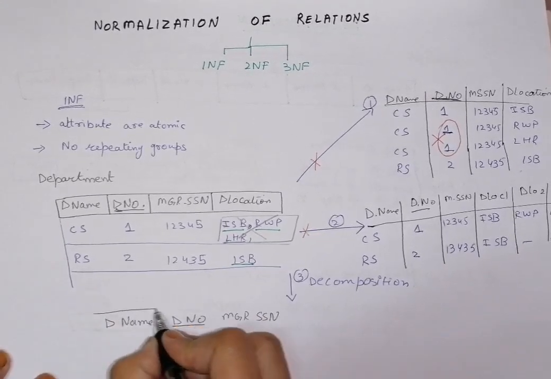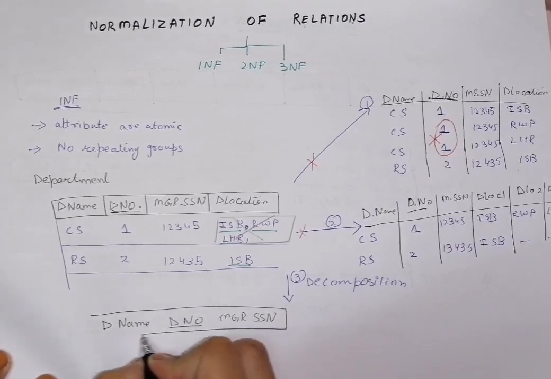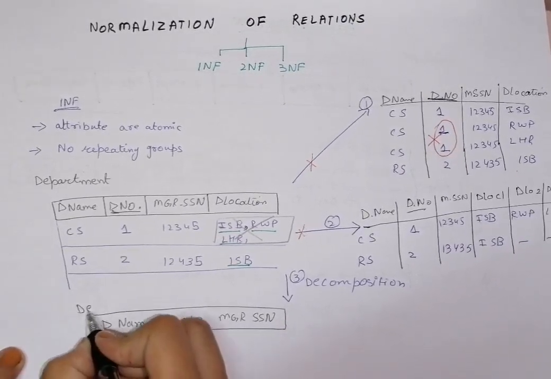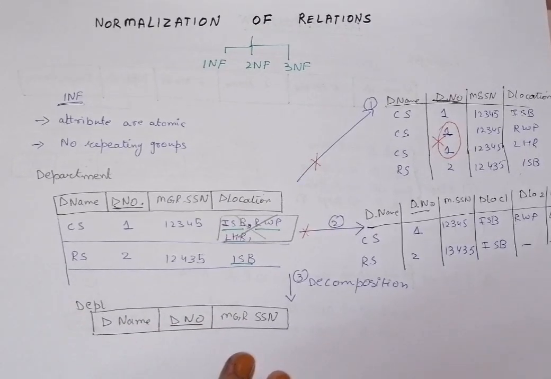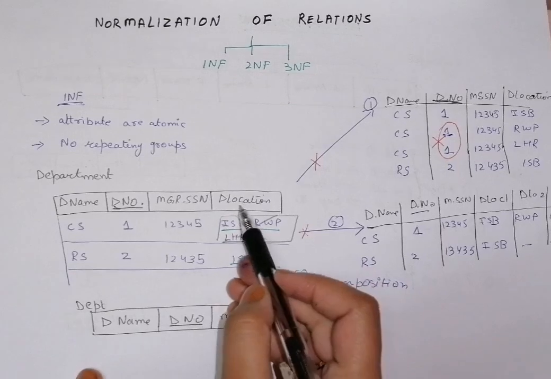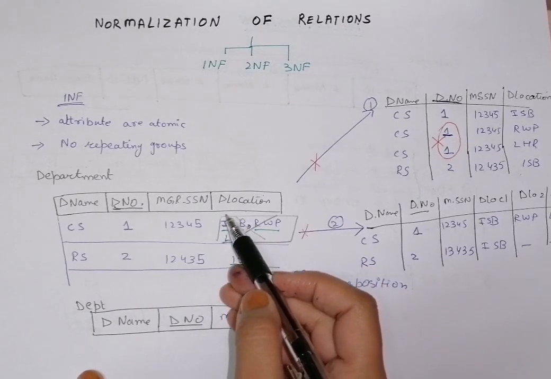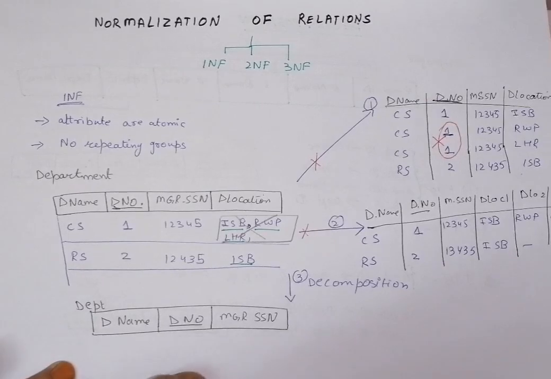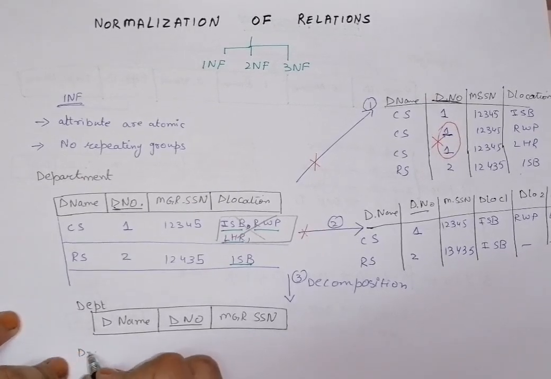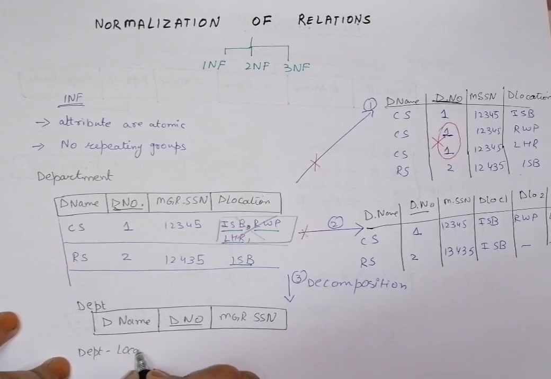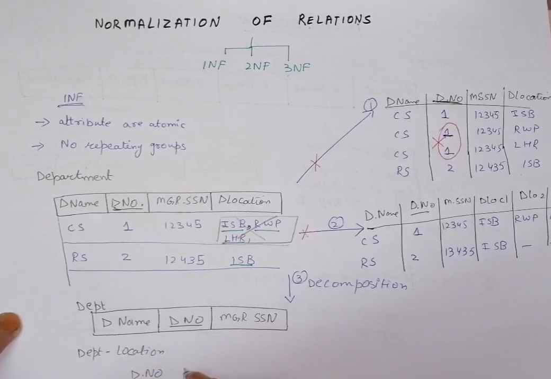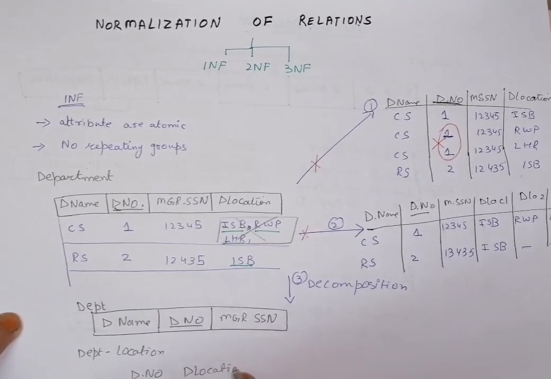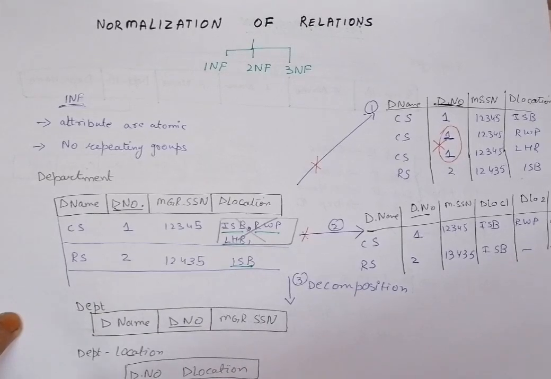where D number is our primary key, and in this particular table I give it the name department. Here you can see that there is no attribute that is multi-valued. The attribute that was causing the problem, I split into another table and give it a name, let's say, department underscore location, and I split it like this: department number along with department location. I create a separate table for that.